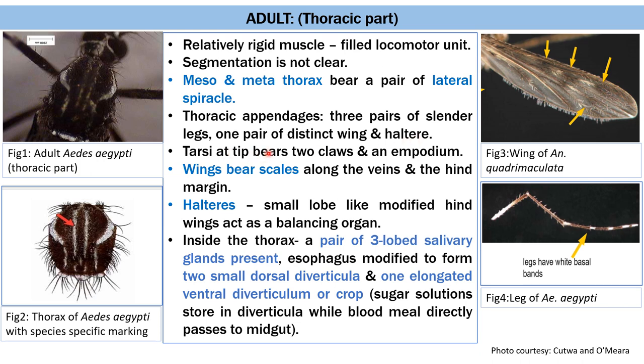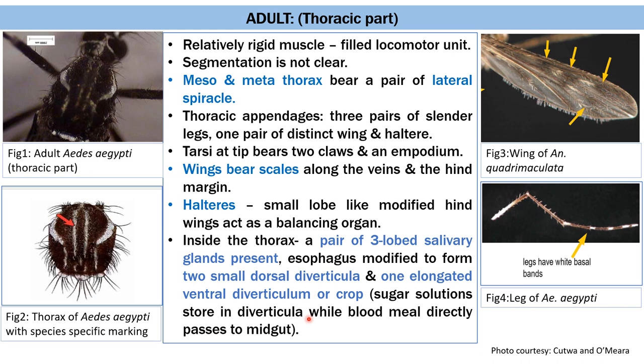From each thoracic segment, one pair of slender legs arises. The tarsus of the leg bears two claws and an empodium at the tip. Wings bear scales along the veins and the hind margin. Halteres, which are small lobe-like structures, actually modified hind wings, act as balancing organs. Inside the thorax, a pair of three-lobed salivary glands is present. The esophagus is modified to form two small dorsal diverticula and one elongated ventral diverticulum or crop. Sugar solutions are first stored in the diverticula while the blood meal passes directly to the midgut.